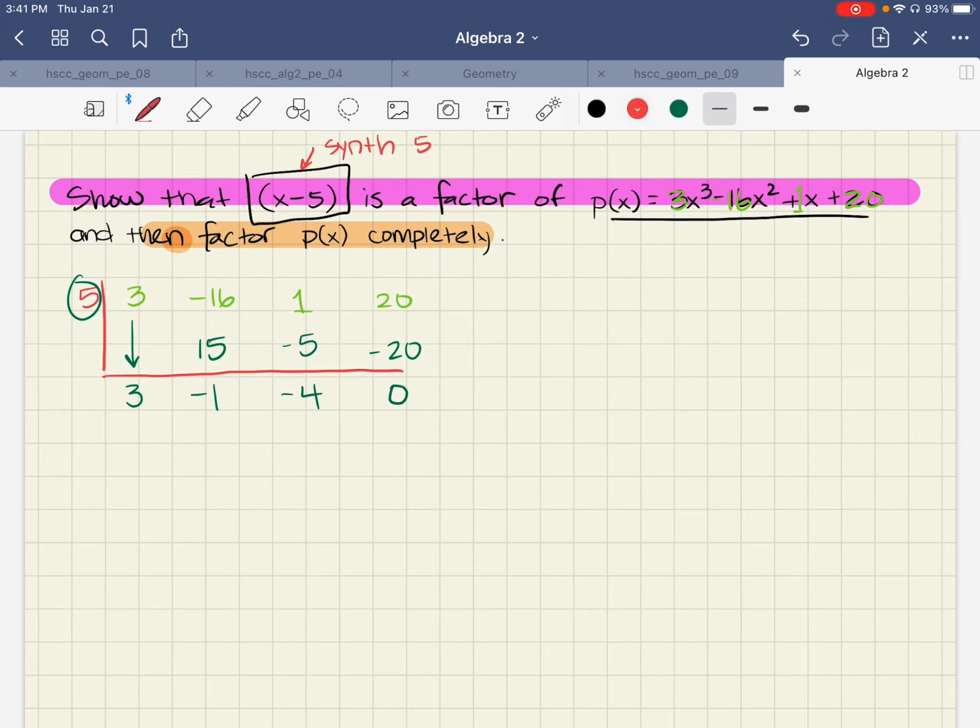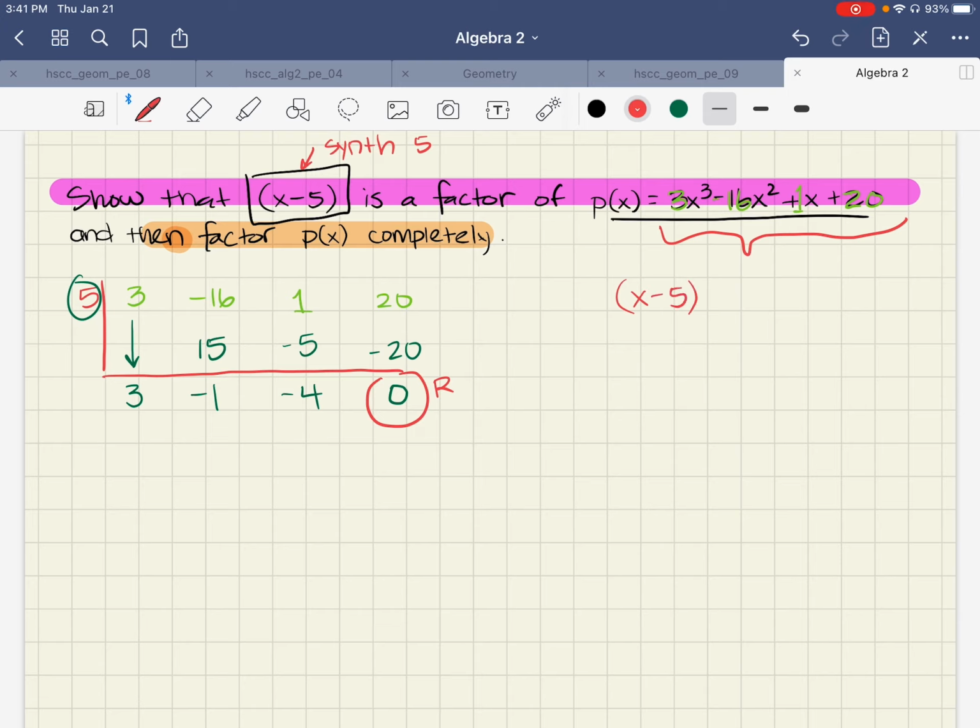And just like we had said, we expect the remainder to equal 0. This shows that x minus 5 is a factor. Okay, so we now know that this function has x minus 5 as a factor.